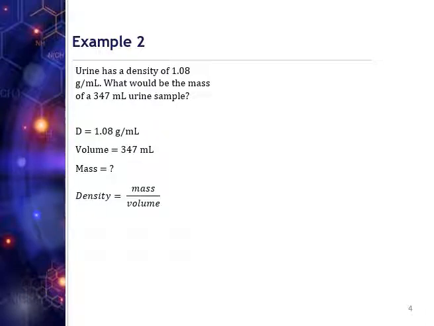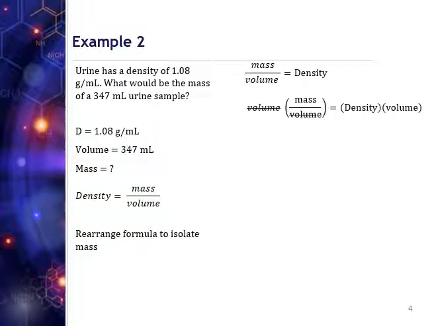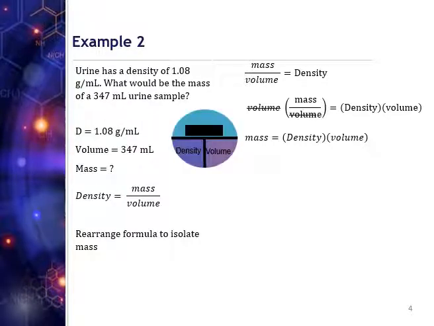The formula is density is mass divided by volume. Rearrange the formula to isolate mass. So I can say that mass divided by volume is density. Multiply both sides by volume. So the rearranged formula is mass is density times volume. And if we used our little sphere, we cover up mass, what we're looking for. Density and volume are side by side, so that means density times volume is the mass.